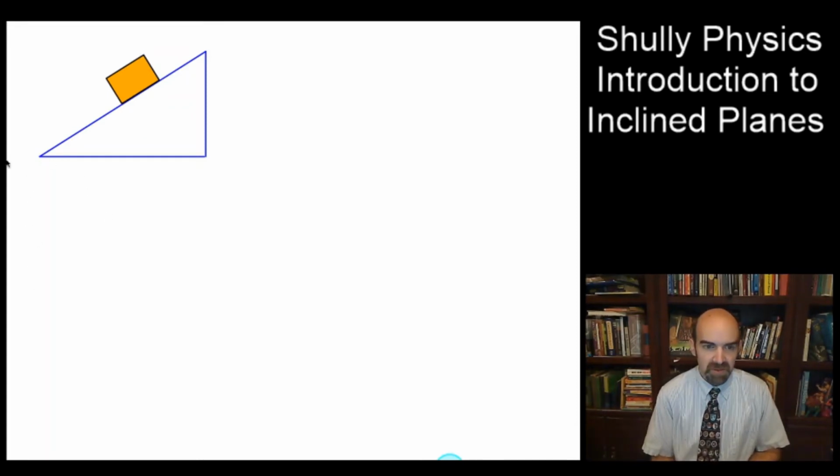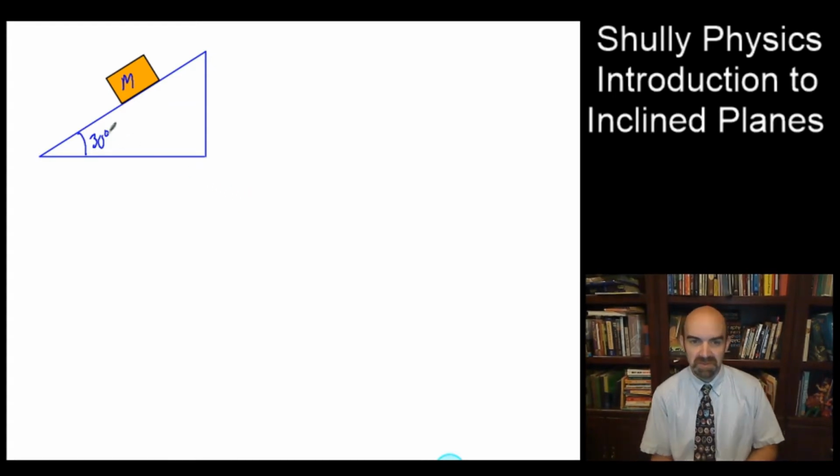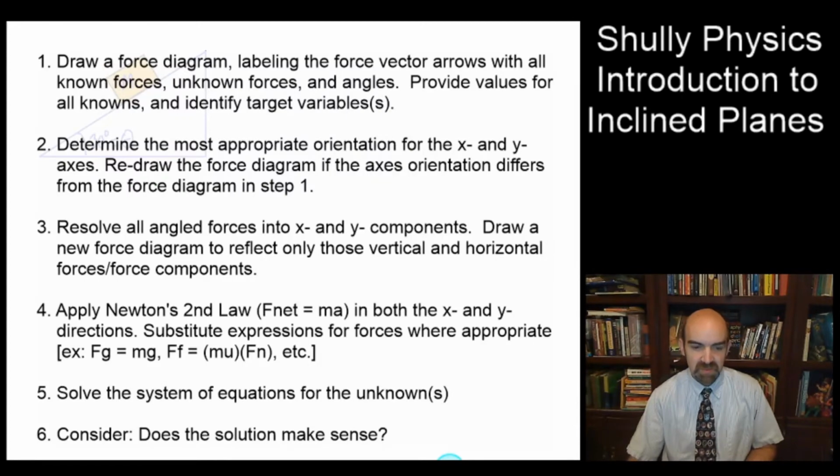All right, so here we have a block, call it mass M, and it's on an inclined plane. You can give that any angle you want there. So a mass on an incline. There's our theta. So what do we do with this? My problem solving text, think back from a few lessons ago, we're going to be drawing a force diagram, labeling the force vector arrows with all the known forces, unknown forces, and angles. So we're going to get that angle included there, provide values if we know them, and identify the target. So I haven't quite identified that yet. It's going to be acceleration.